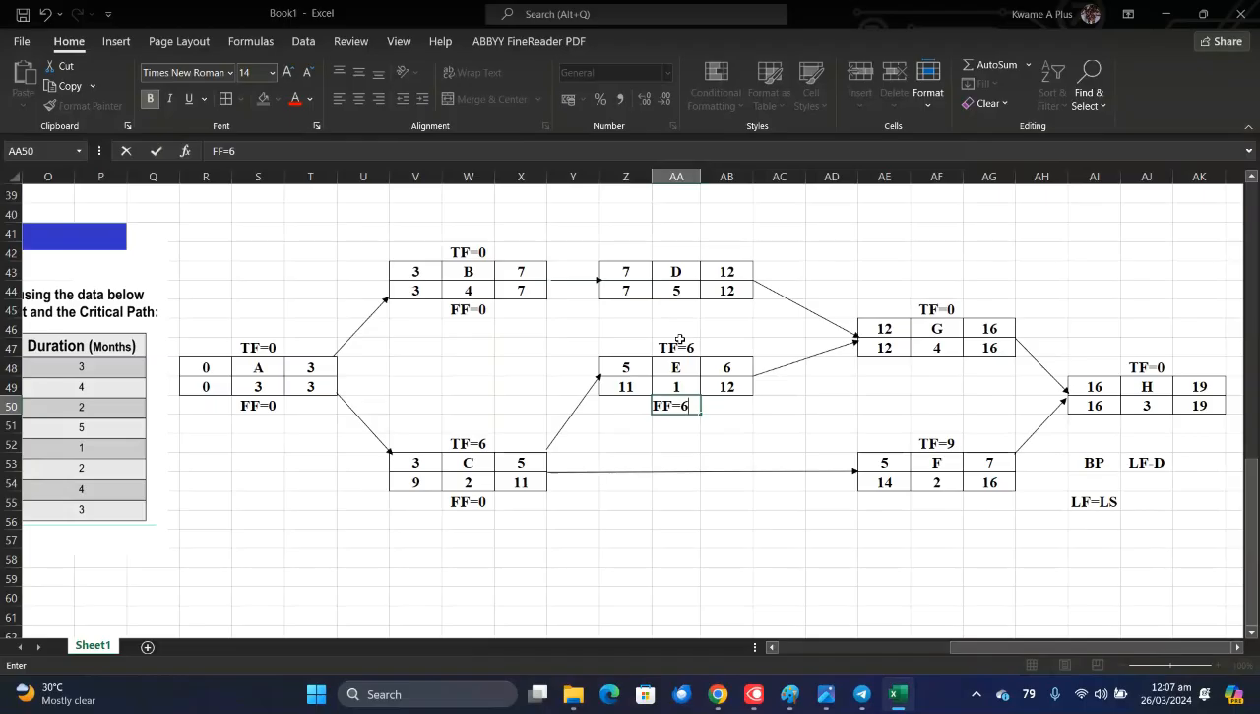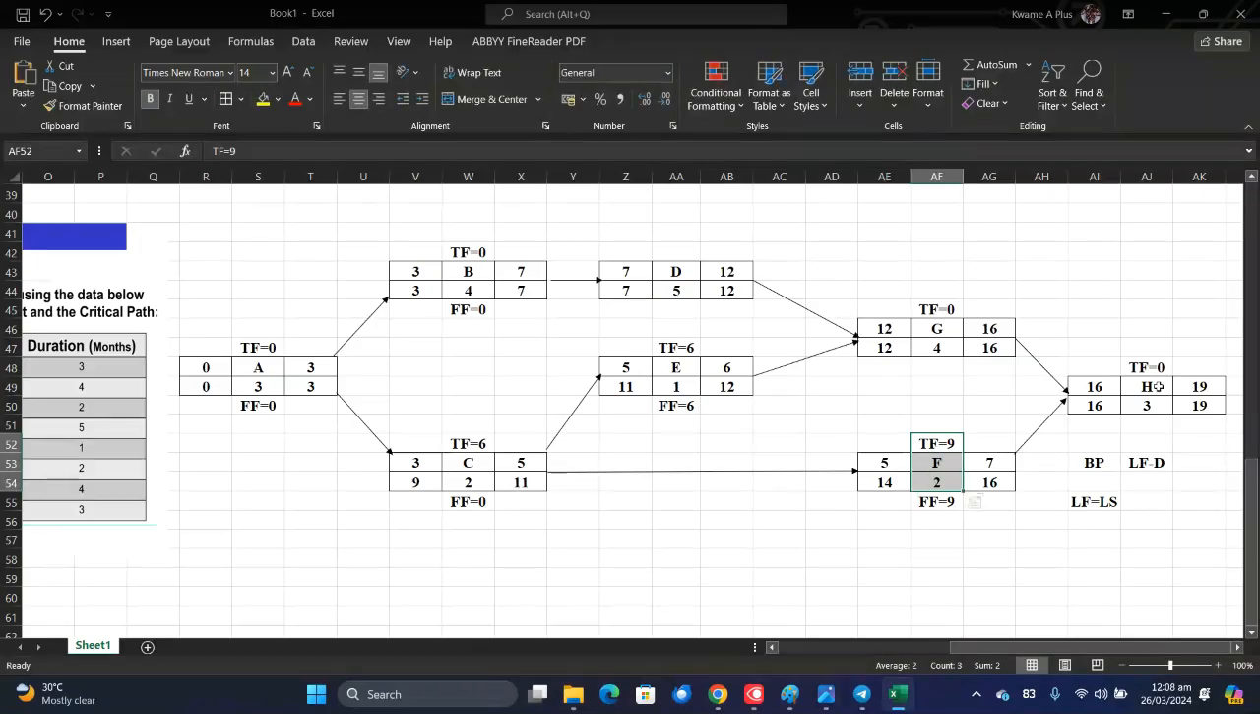So free float should be less than or equal to total float. We proved that it is correct. Free float is equal to earliest start: 16 minus 5 is, I think, 11, and 11 minus 2 is 9. So that's correct. Free float for the last one is going to be 0. If total float is 0, then automatically it should be 0.